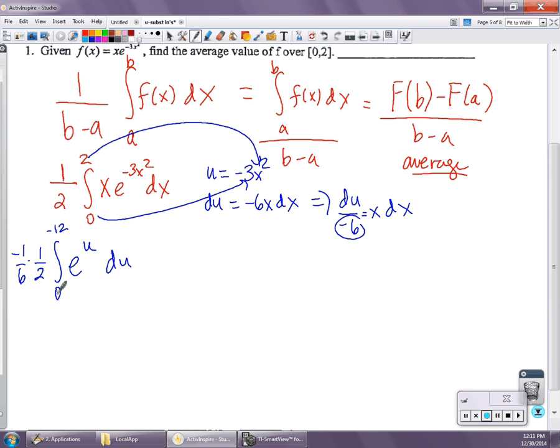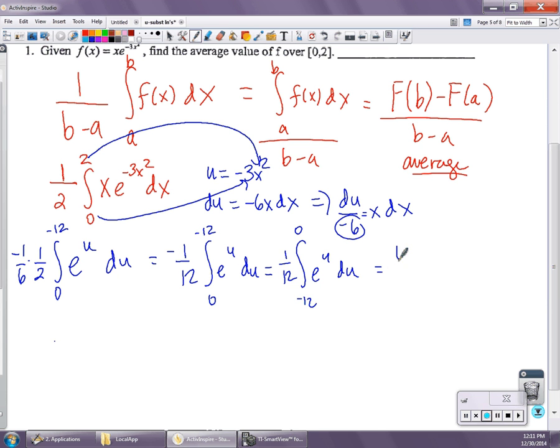Notice that my bounds are out of order. So let me clean this up a little bit. This is negative 1/12 from 0 to negative 12 e to the u du. Since my bounds are out of order, I'm going to use properties of integrals, and remember, when you change direction, you change the sign. So this negative 1/12 becomes positive 1/12 e to the u du. Okay, again, changing the order of the bounds.